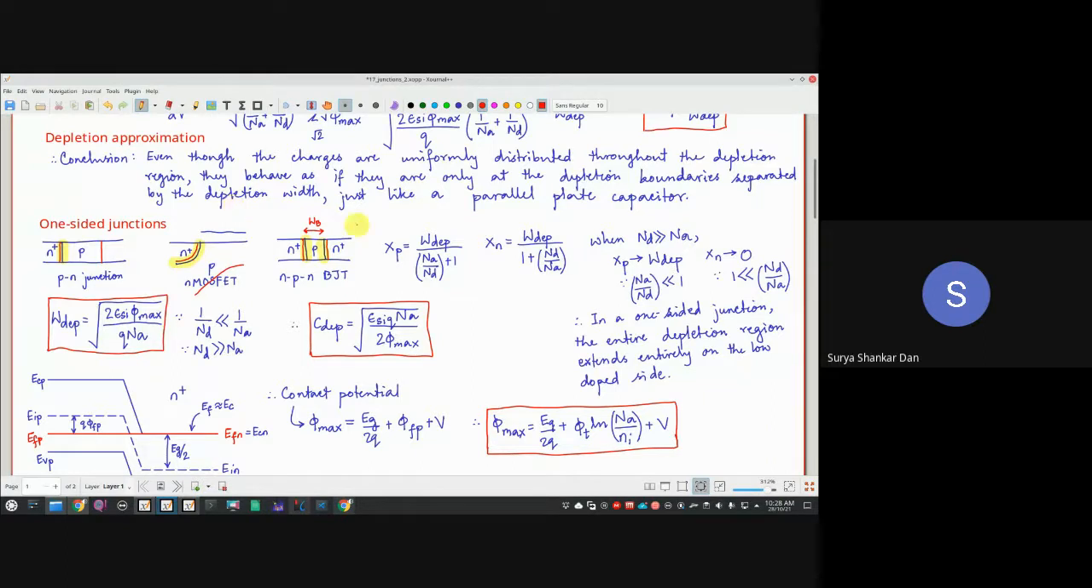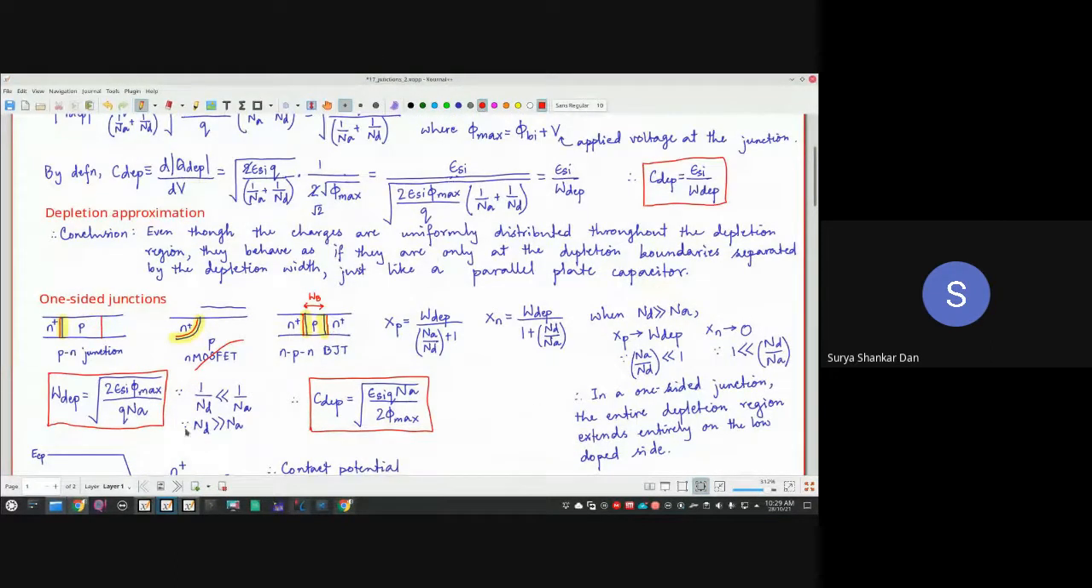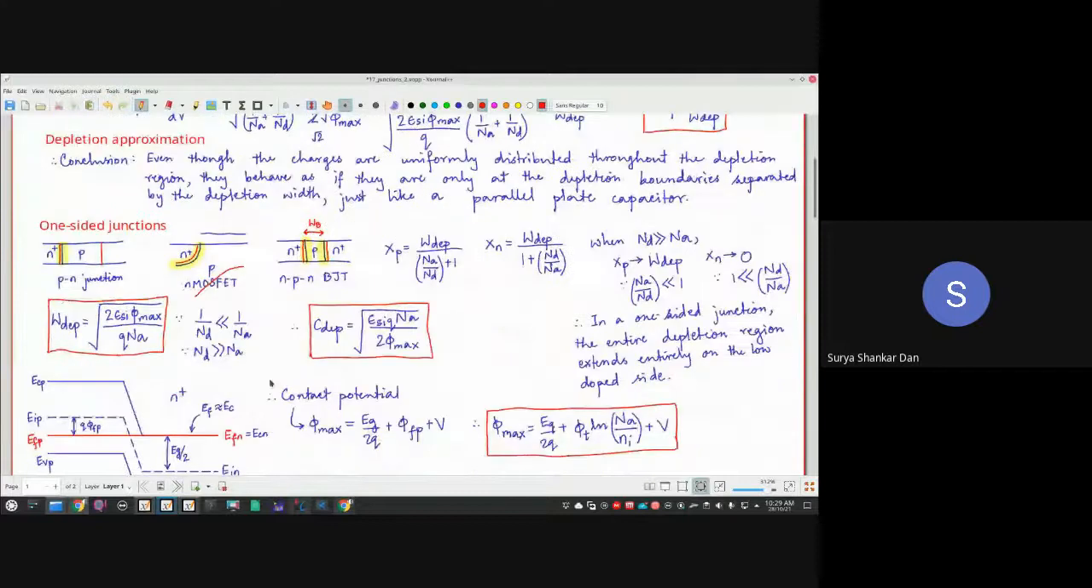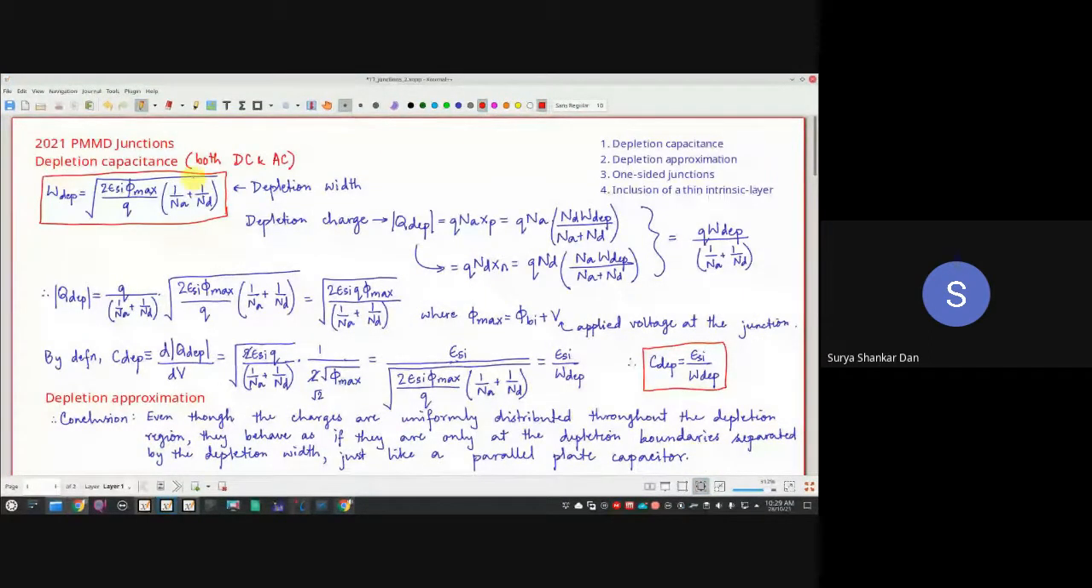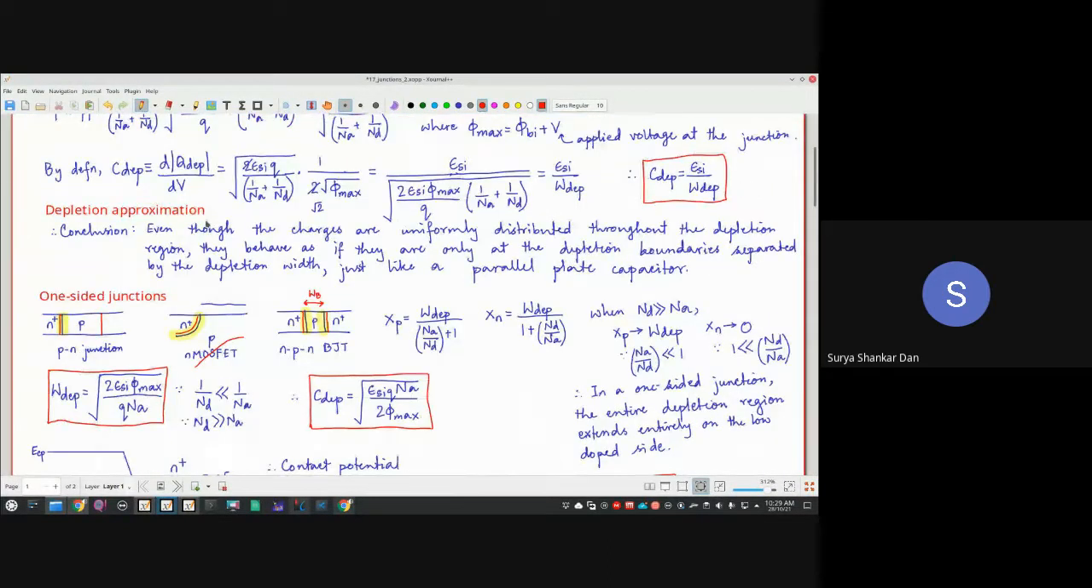Okay. So once we have XP and XN, XP, the depletion width extension in the P region, will be completely equal to the W depth. We can ignore the depletion width in the N region. And in the equation for W depth also, since ND is far greater than NA, 1 upon ND is far less than 1 upon NA, which you can ignore. So in this expression you can simply cancel out the 1 upon ND term, and you are left with only 1 upon NA.